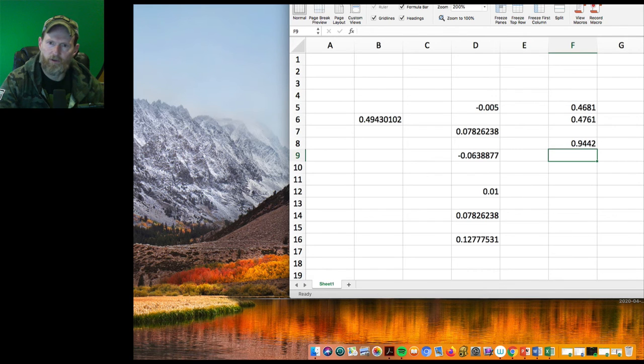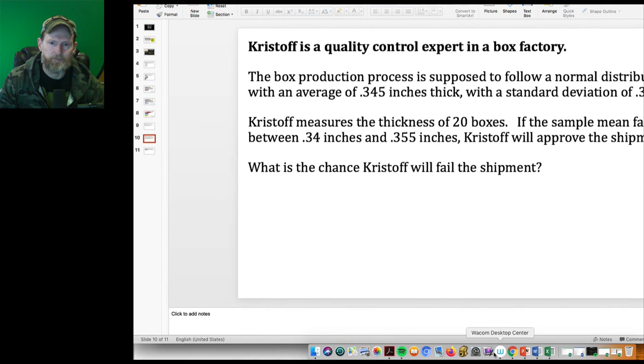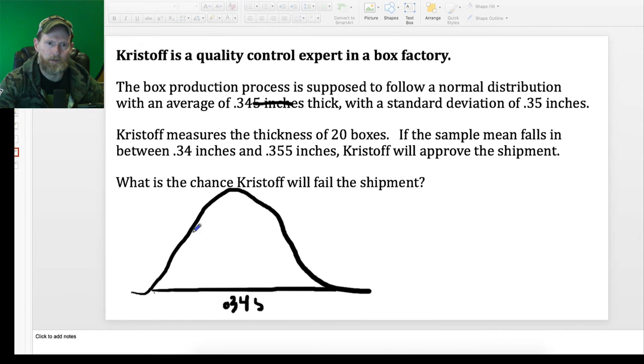So what is that 0.9442? Well, let's go back here. This is here. That's that 0.34. This is here, 0.355. We're trying to determine this and this.